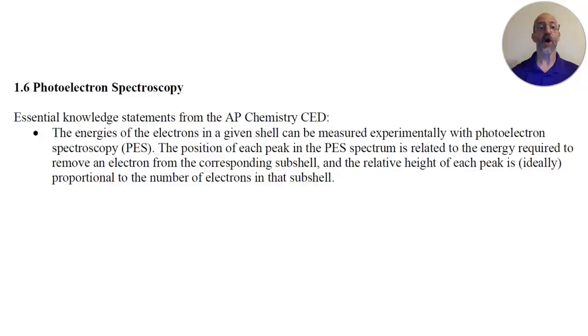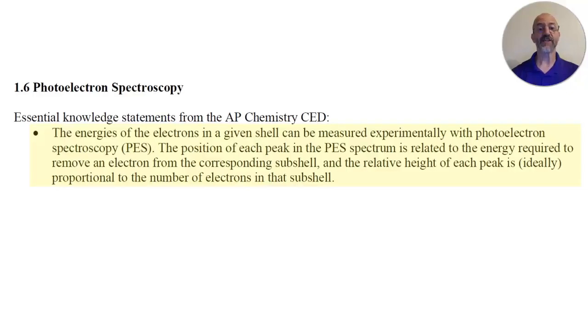Now, let's move on to the review for topic 1.6, photoelectron spectroscopy. Here is an essential knowledge statement from the AP Chemistry course and exam description. The energies of the electrons in a given shell can be measured experimentally with photoelectron spectroscopy, abbreviated as PES.